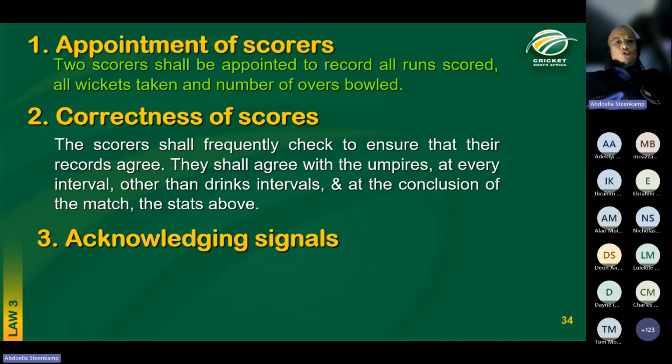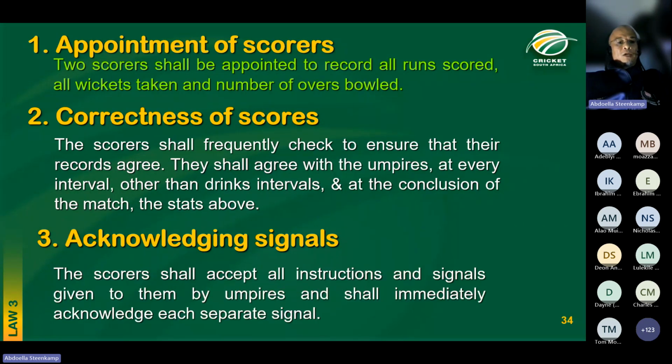When it comes to the correctness of the scores, that's why the 2 scorers need to sit next to each other. They need to frequently check whether their books agree. And then they shall agree with the umpires at every interval and at the conclusion of the match that they are happy. We mentioned earlier about acknowledging signals. Scorers are to acknowledge every signal given to them by the umpire. There will be certain balls where there are multiple signals. They need to acknowledge these multiple signals separately.